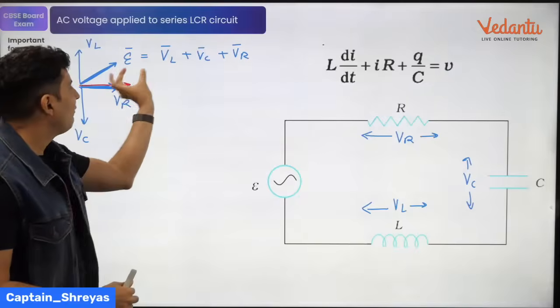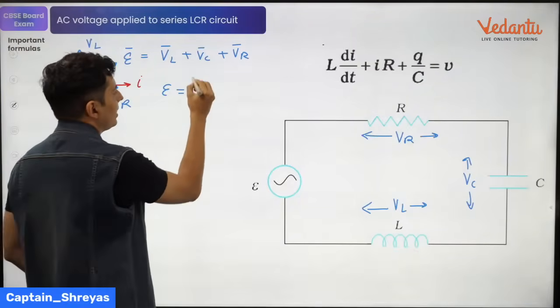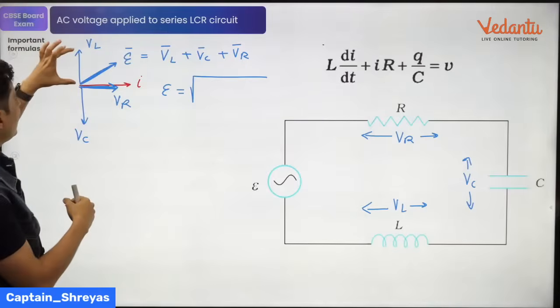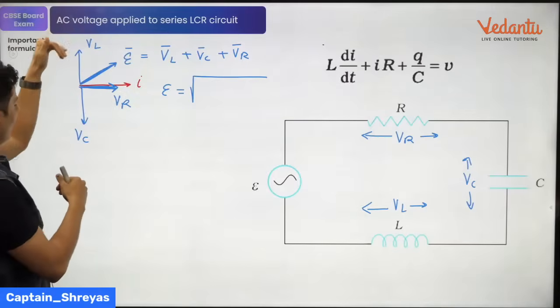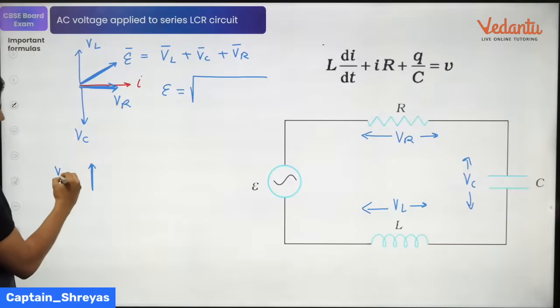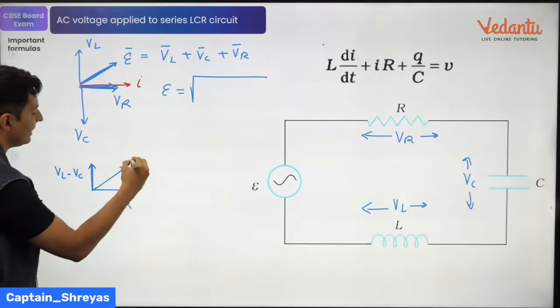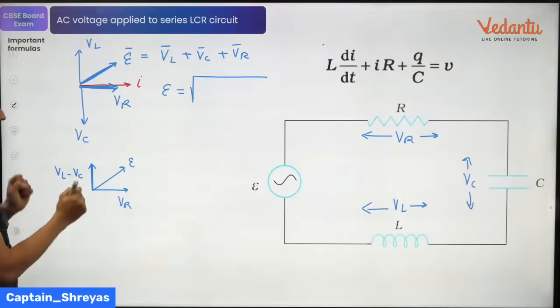But if you look at the value of the EMF, then understand, first take care of VL and VC. VL is on the top, VC is at the bottom. So the net vector will be VL minus VC, assuming VL is more. The only remaining vector is basically VR. So their resultant is basically the EMF. So I can use Pythagoras.